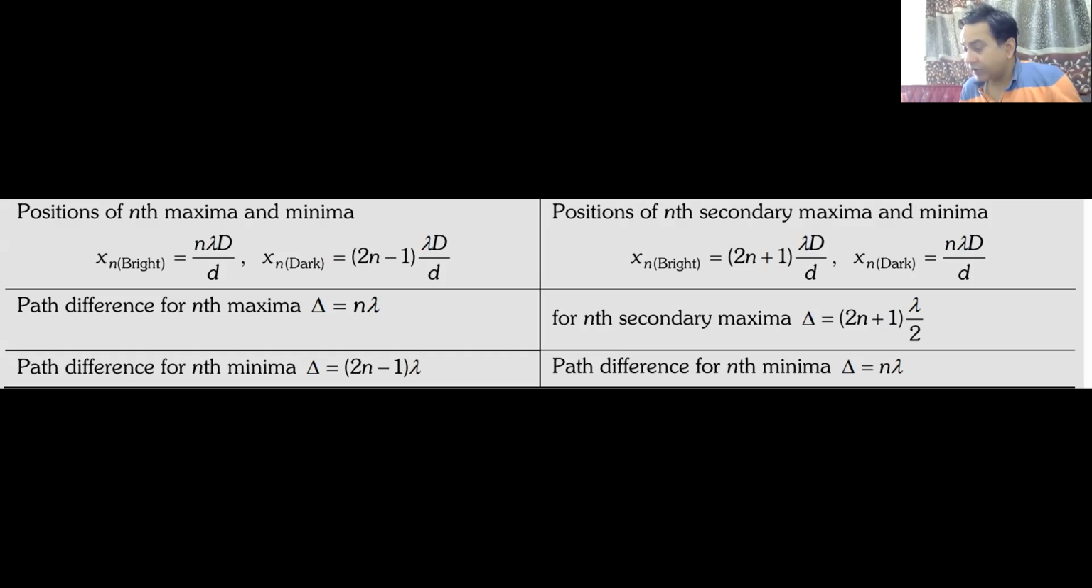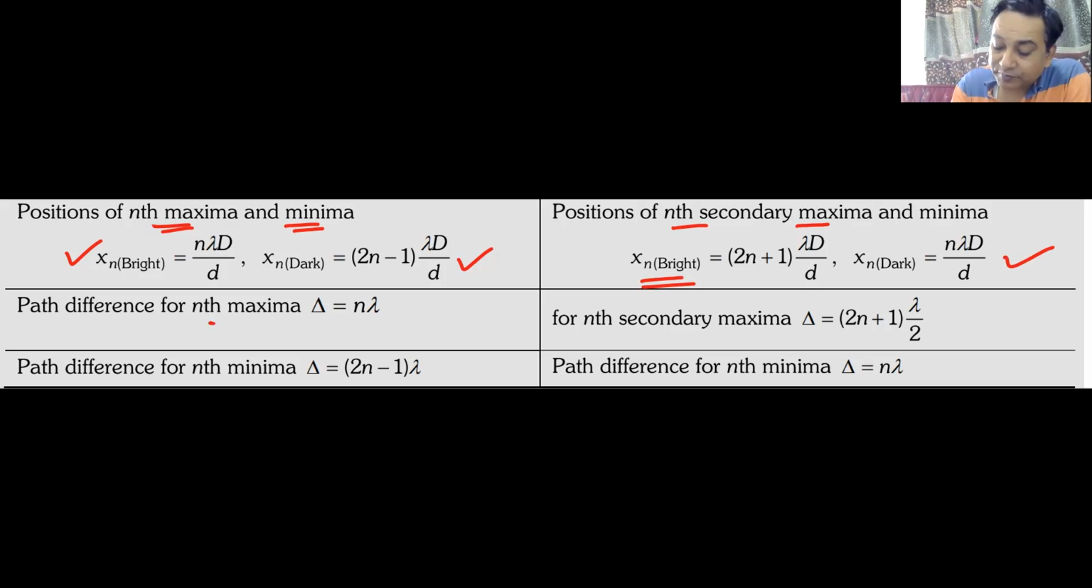Well then, just note down these 3 points. Again, these 3 points are in this sheet. The position of the nth maxima and nth minima, interference and diffraction, we are doing both of them together. For nth maxima in interference, we have n lambda D by d. For nth dark, (2n minus 1) lambda D by 2d. But here everything has been reversed. Position of nth secondary maxima is (2n plus 1). Remember, n starts from 1 here. (2n plus 1) lambda D by 2d. For nth dark minima, it is n lambda D by d.